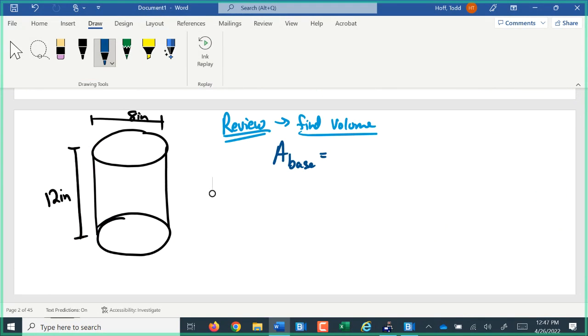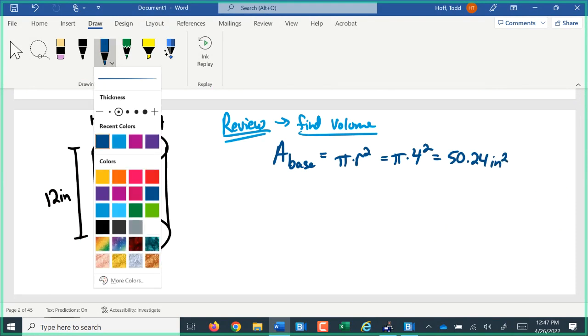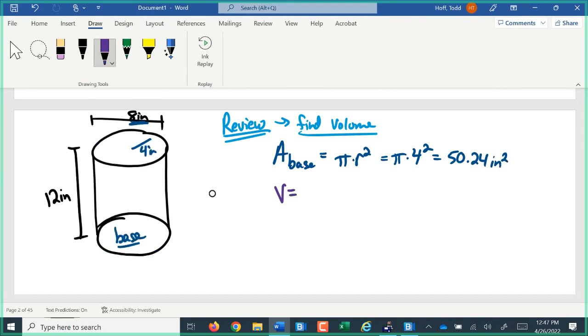The shape, what's the shape of the base of this? Circle. Circle. So the area of the circle is pi times radius squared. So what's the radius of this? 4. 4. Half of the 8. 8's the diameter. The radius would be 4 inches. Pi times 4 squared, or 50.24 inches. So the volume would be found by doing what?